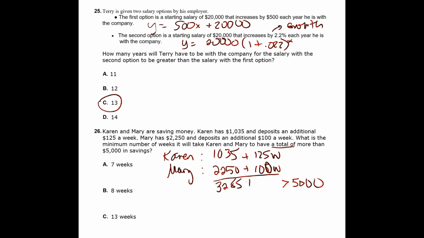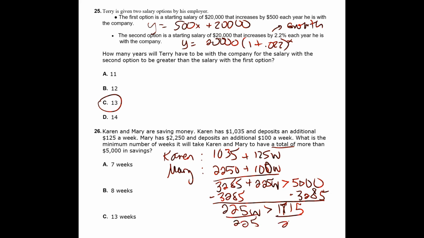3285 plus, this is going to give me 225W. Subtract 3285 from both sides. Sorry about the handwriting, people. And we end up getting 225W needs to be greater than, subtract that from 5,000, 1715, divide by 225, divide by 225, and we get W has to be greater than 7.62.